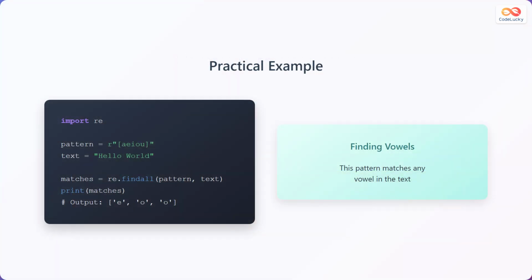Here's a practical example in Python using the re module. We import the re module, then define a pattern, [aeiou], to find any vowel. When applied to the text "Hello World", the findall function returns a list of all matching vowels, which are e and o.